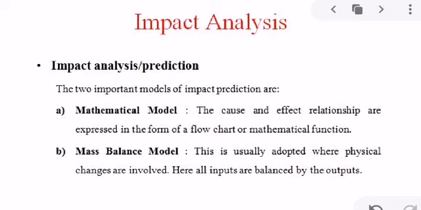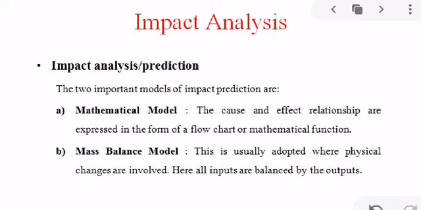Two important models of impact prediction are the mathematical model and the mass balance model. In the mathematical model, the cause and effect relationship is expressed in the form of a flow chart or mathematical function. If we can express the cause and effect relationship as a mathematical function, then it's called a mathematical model.